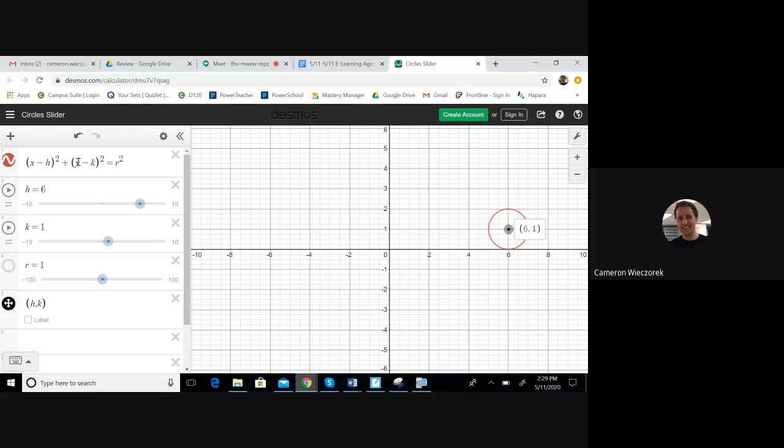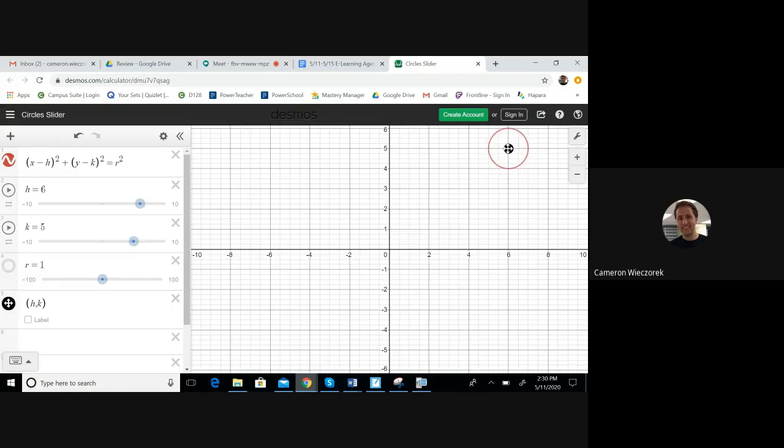Likewise, if you look at the k value, it's next to the letter y. Y moves things up and down, so we would expect this to change the y value of the center. Right now, you'll notice the y value is at 1. Oh my goodness, it's going up into the air. Now it's at 3.1. Click on the dot. It's at 3.1. Go up to, let k be 5.